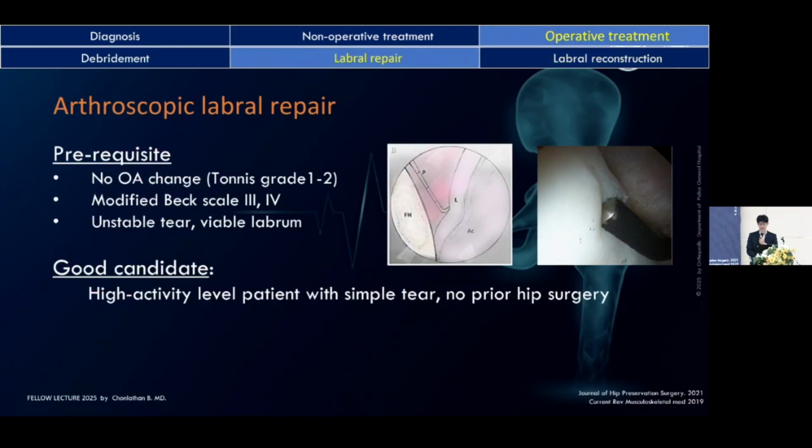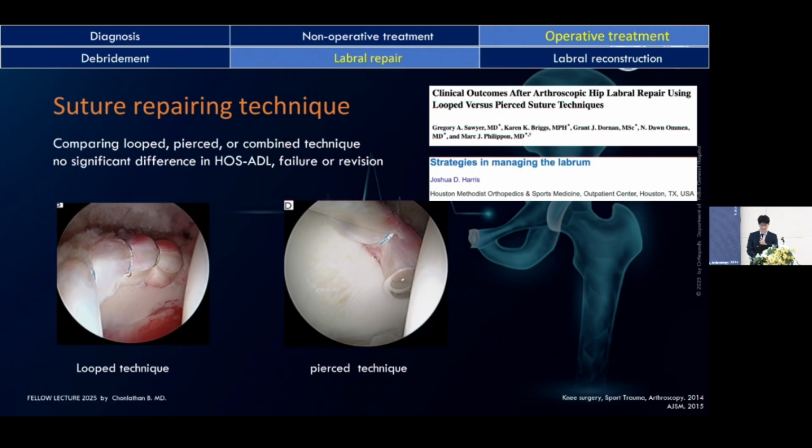Arthroscopic labral repair is standard for an unstable but still viable torn labrum, as shown in the picture with significant architectural disruption. The good candidates for repair are high demand patients with a simple unstable tear without previous hip surgery. There is a study comparing the loop technique, as shown on the left side, and the pierce technique, shown on the right side. They found that there is no different outcome regarding hip score, failure rate, and revision rate.